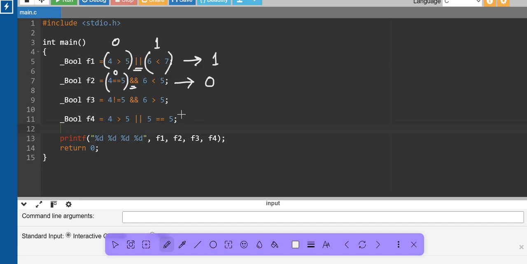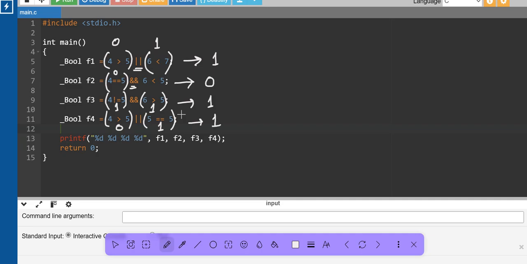Now third one. So 4 not equal to 5, is it true or false? It is true, so let's write 1. And 6 greater than 5, is it true or false? It is also true. So now both of them are true, so the outcome will also be true, right? And now final one. 4 greater than 5, is it true or false? False. Okay, now let's check the second part. 5 equal to 5, yes, is it true? Yes, it is true. So any one outcome being true, the result will be true.